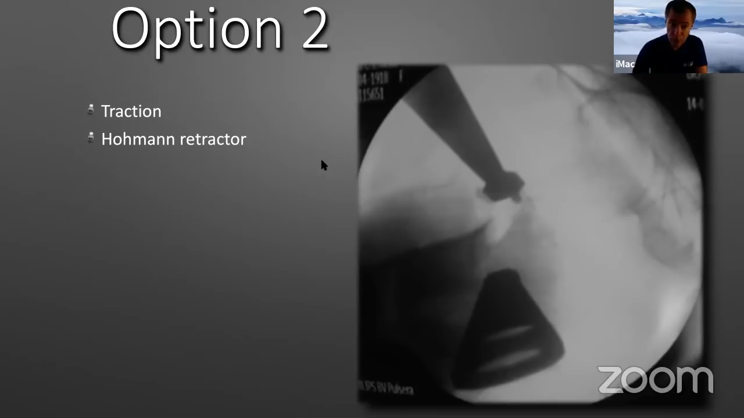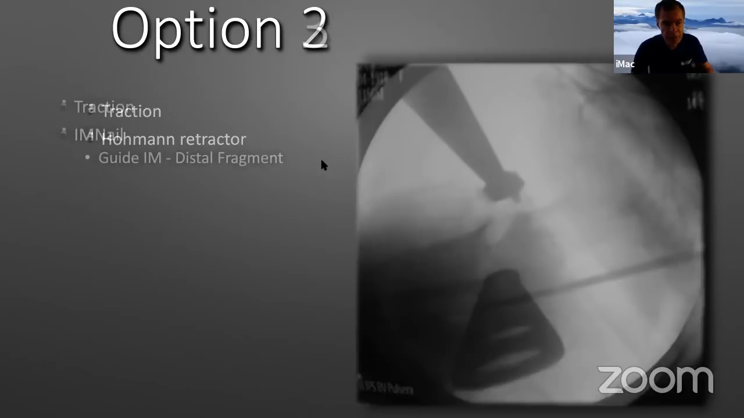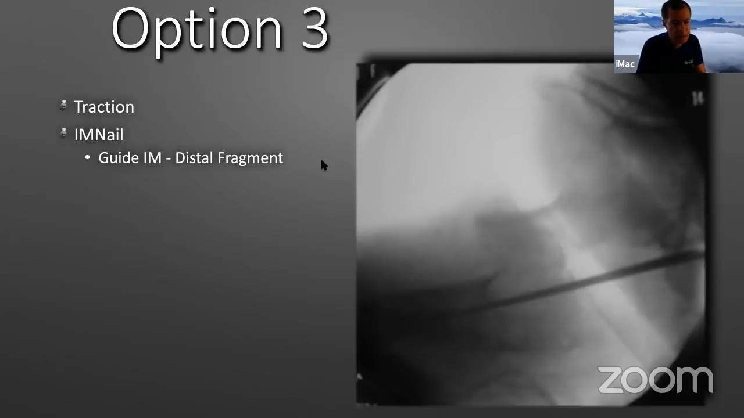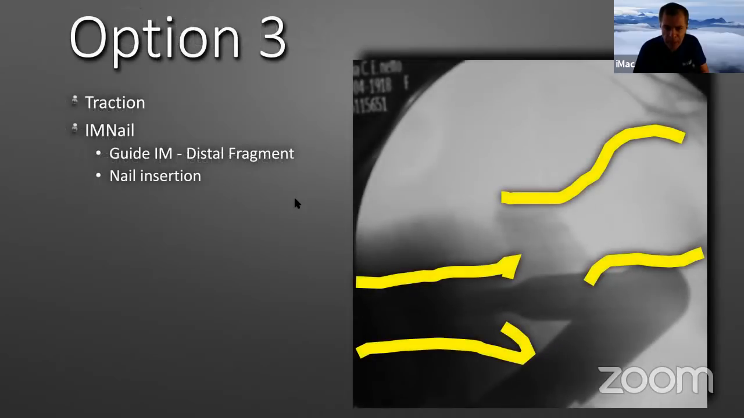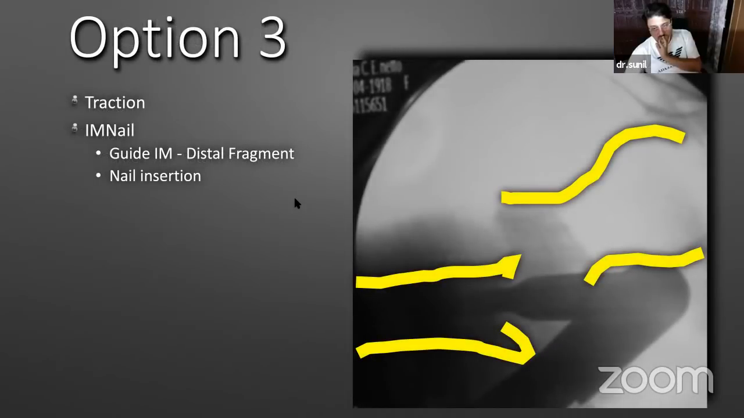Can you go one slide more? So it didn't fail. The traction failed. The Homan failed. So we decided on another technique. We put the guide wire on the distal fragment. Remember, it was a completely destroyed entry point, so there was no problem getting to the distal fragment. Can you go one slide? And this is the nail. So we inserted the nail and we sealed the gap.